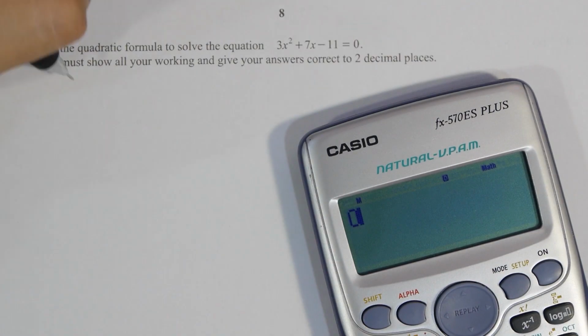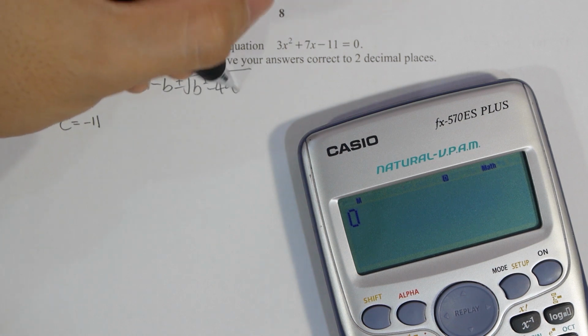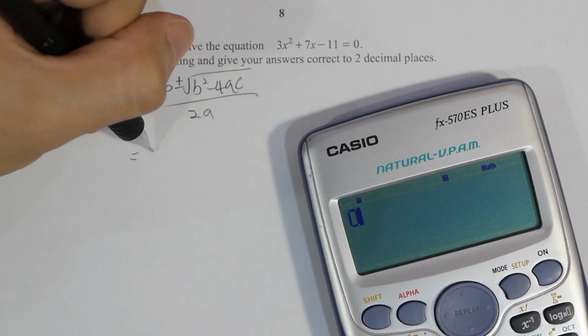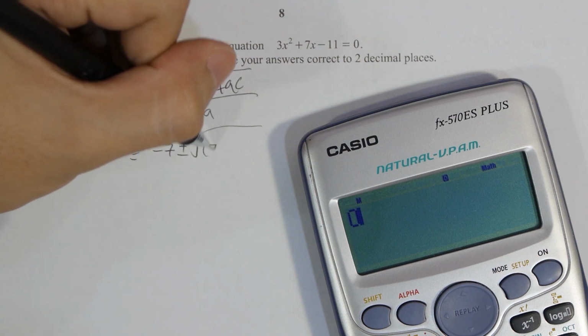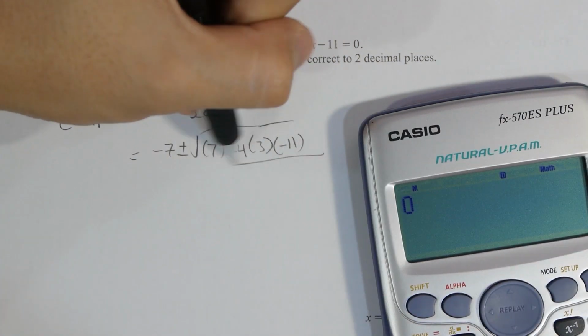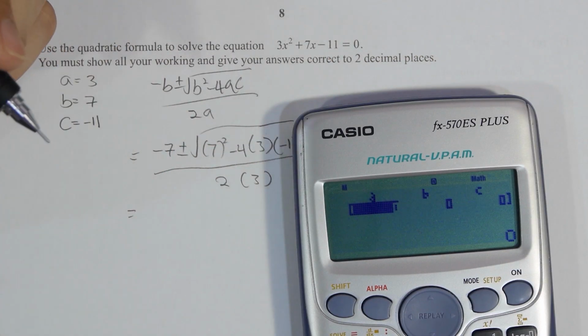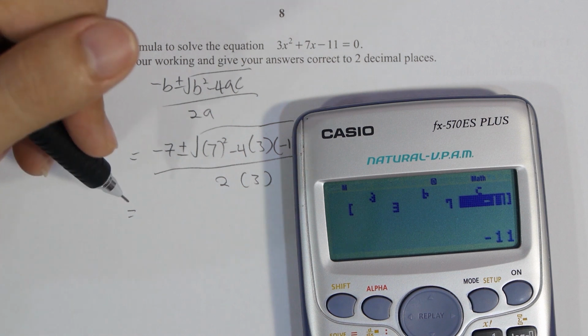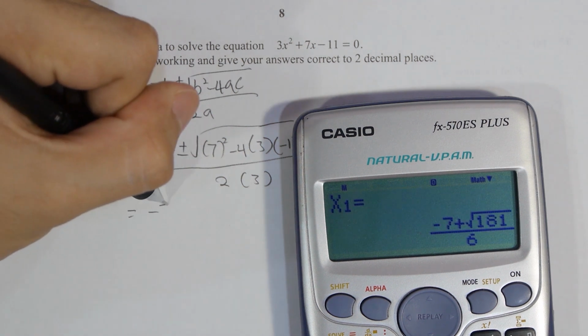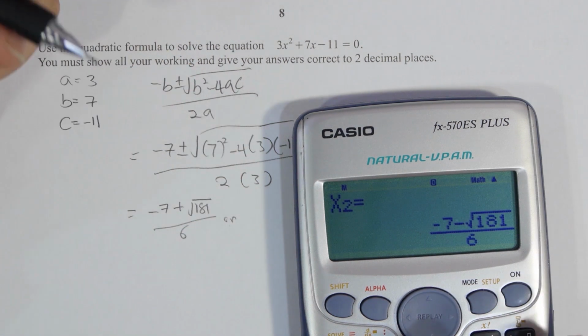For question 19, this is actually pretty straightforward. You can solve this by using the quadratic formula, which goes by negative b plus minus square root of b squared minus 4ac, over 2a. Your a's value will be 3, your b's value will be 7, and your c's value will be negative 11. After you run the calculation, you get two results, which are 1.08 or negative 3.41.